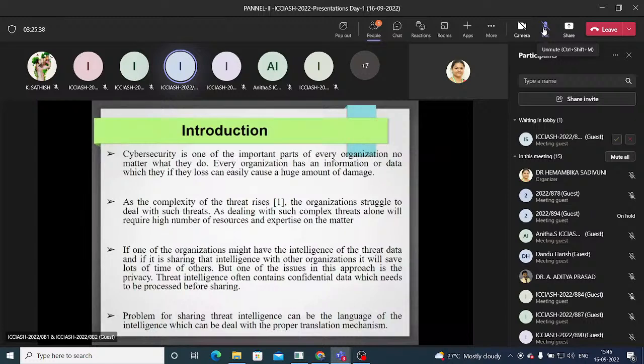With the help of the intelligence of this threat data, we are going to tackle these issues and defend against these threats. If any one organization finds threat symptoms, for example, and shares them with other organizations, it will save lots of time for the others, because to find that out they would otherwise spend the same amount of time. With the help of a threat intelligence sharing platform, we can easily achieve that, and that is one of the motives of this particular research.